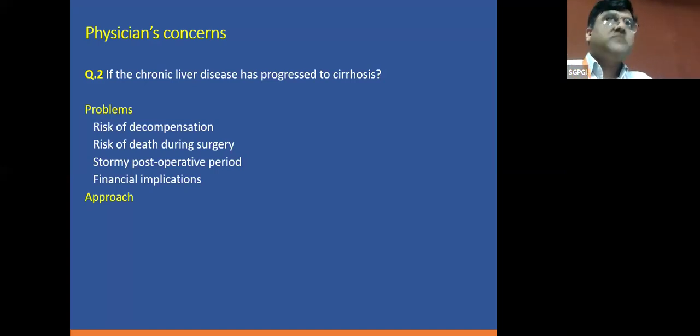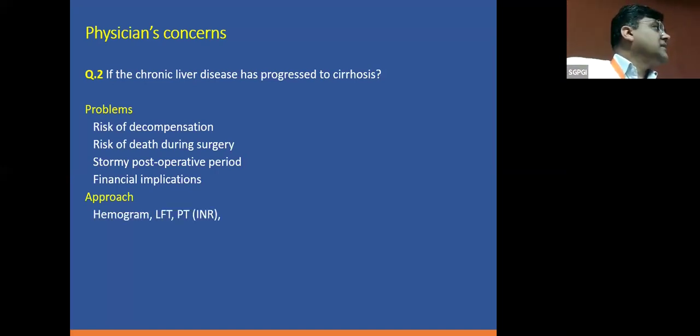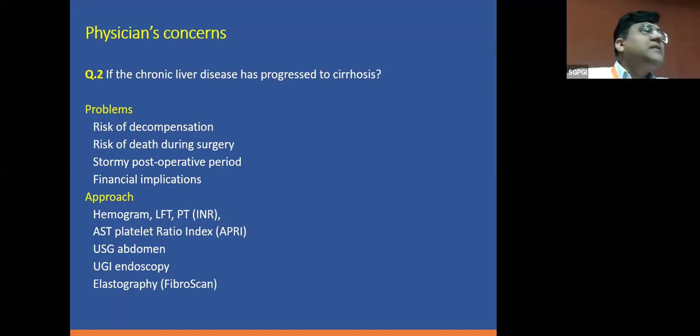So how will you do it? Which test? Simple APRI test, AST platelet ratio index, ultrasound, and if you have FibroScan, you can do FibroScan. Otherwise, APRI and ultrasound are good enough to give you reasonable confidence whether the patient is having cirrhosis or not.